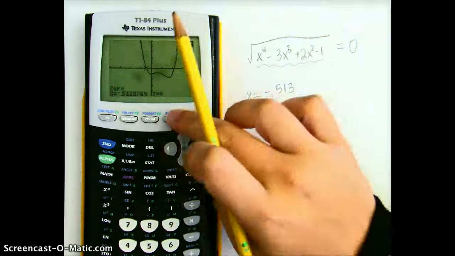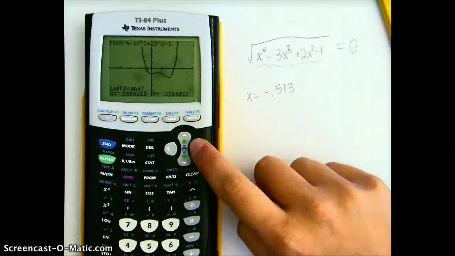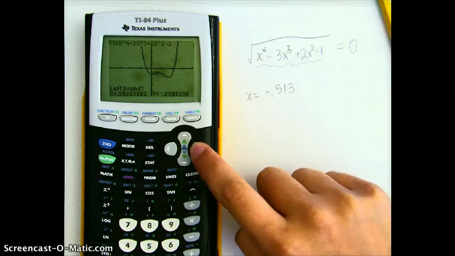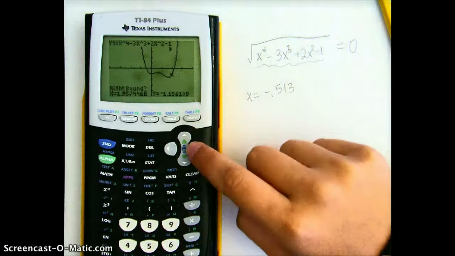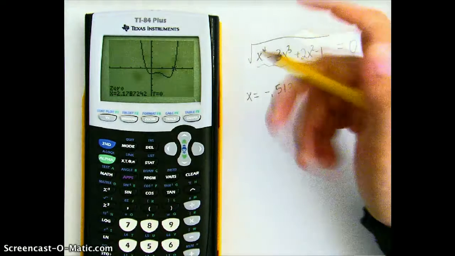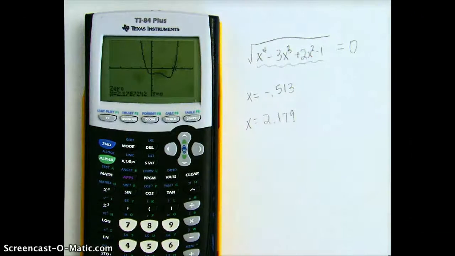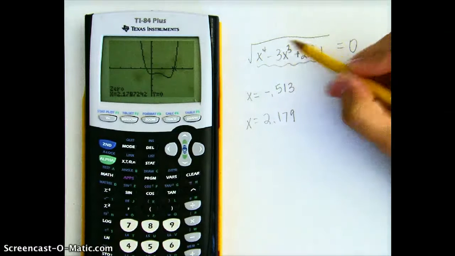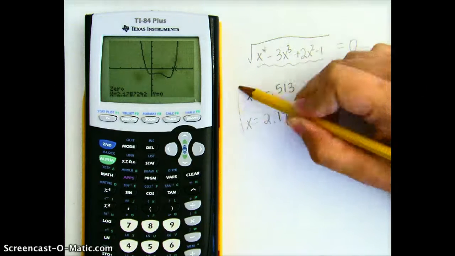I want to do the same for the other 0, see where it crosses on the other side. So I'm going to hit second, then calc, scroll down to 0, hit enter. I'm going to be choosing a left bound for the second 0. So right around here should work, hit enter. And then I'm going to choose a right bound, hit enter again to guess. And it gives me that my second 0 is at x equals 2.179. And those are my 2 zeros for my original equation, considering the square root as well. And so those would be my solutions to this problem.